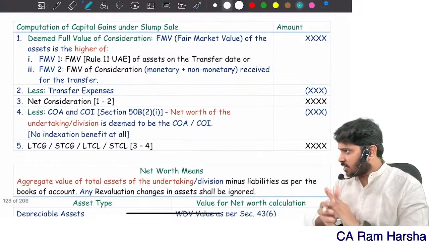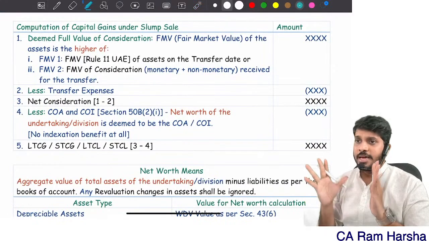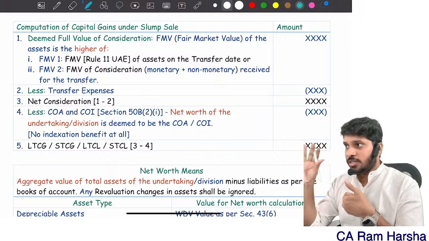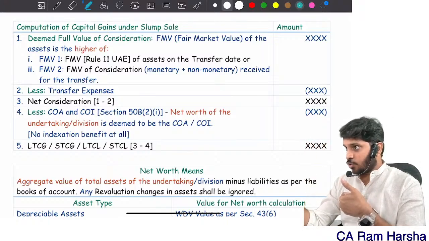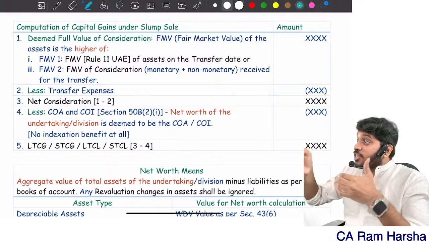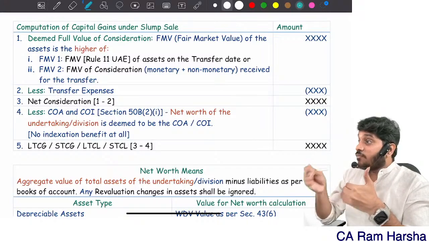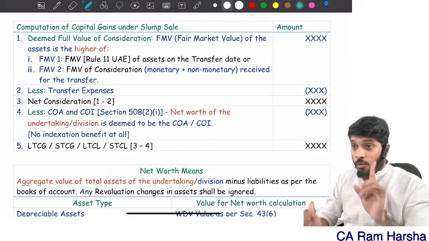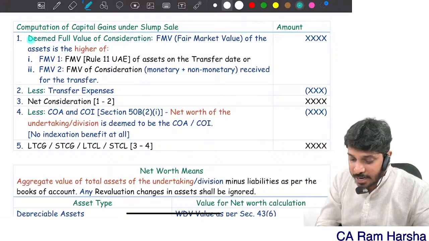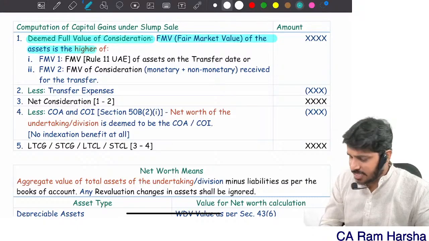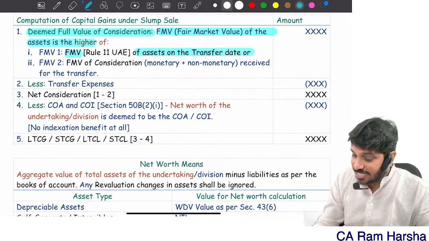Straight away I have given the computation here. In a problem, they will give you at what price the unit or division is sold, the actual sale value. They will also give you the market value of the unit sold, whichever is higher. What consideration do you have to take in a slump sale? The deemed full value of consideration, the market value of the assets, whichever is higher, nothing but the FMV of the asset transferred.